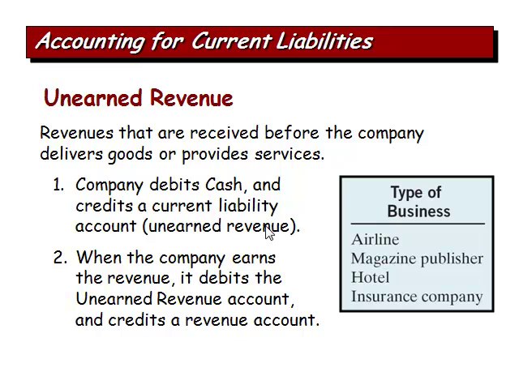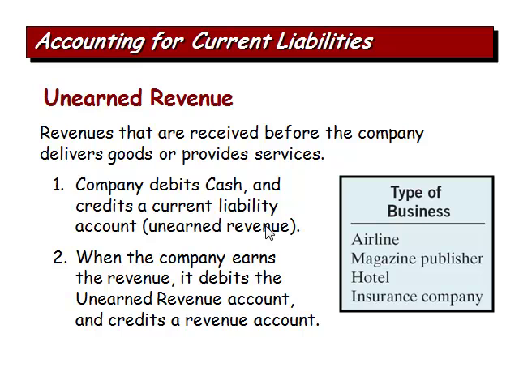We have unearned revenue. That's always a possibility. Revenues that are received before the company delivers the goods or provides services. And for a lot of businesses, they want to get paid something up front or all of it up front. When a company gets paid before it does the work or provides the merchandise, then it's going to debit cash and credit a current liability account that we probably call unearned revenue of some sort. When the company earns the revenue, it debits the unearned revenue account and credits a revenue account.